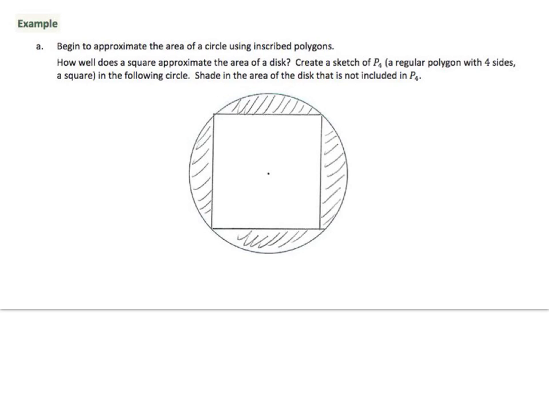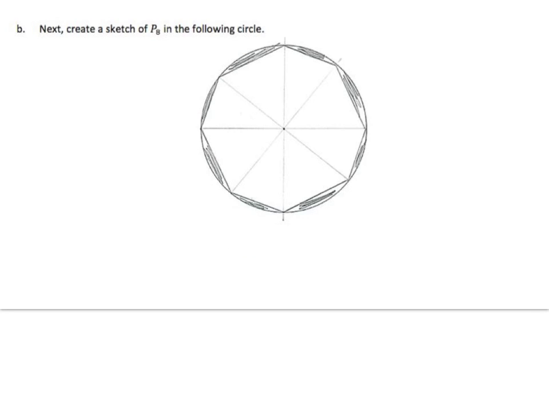Part B says create a sketch of a polygon with 8 sides in the following circle. Let's see it. Okay, mine looks pretty good. I'm pretty proud of that one. And you see my shaded part between the polygon and the circle is getting smaller and smaller and smaller.